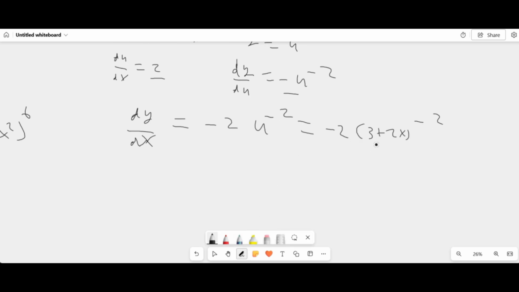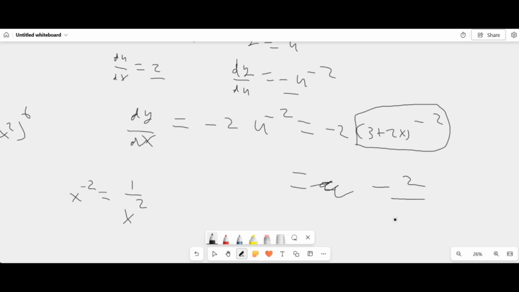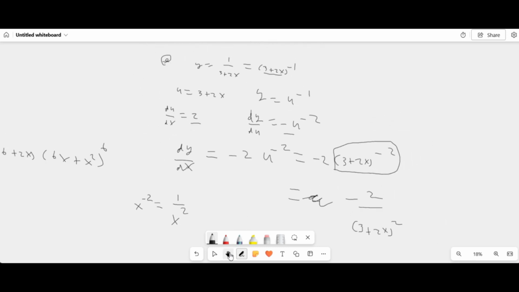And now you just want to rearrange that, yeah? Again, if I've got x to the power of minus 2, that's the same as 1 over x squared, yeah? So here we got (3 plus 2x) to the power of minus 2. So that's the same as 1 over (3 plus 2x) squared here. And the minus 2 just goes on the top. It's like being times by this whole thing. So it just goes on the top. So it'll become minus 2 over (3 plus 2x) squared here. Okay.